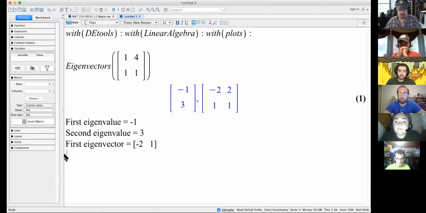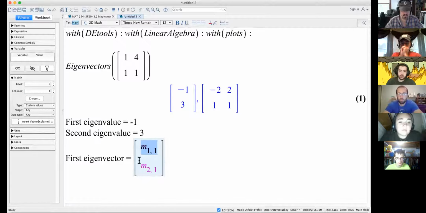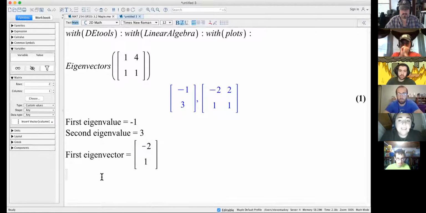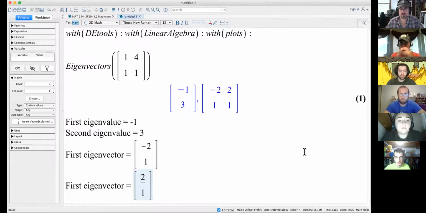If I wanted to, I could go over here in matrix land and insert a shape. I want a column vector. I just want 2 rows, 1 column. There we go. I could do it this way. Say it's -2, 1. That's my first eigenvector. And my second eigenvector, I'm going to be lazy and copy and paste, is +2, 1. We got like half of that for each eigenvector when we did them by hand.